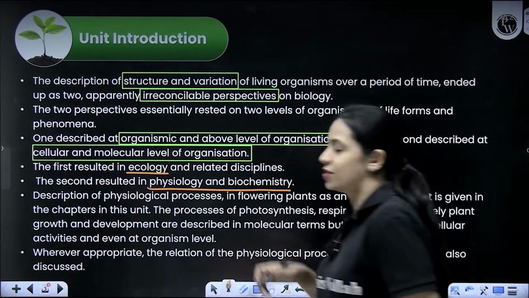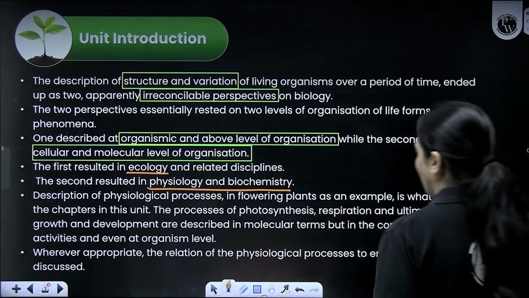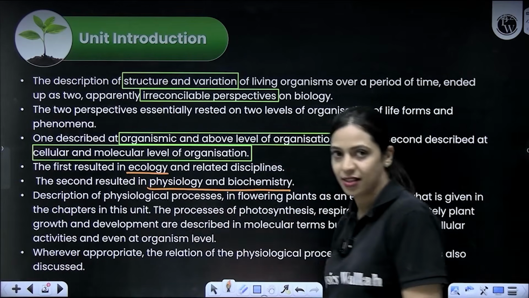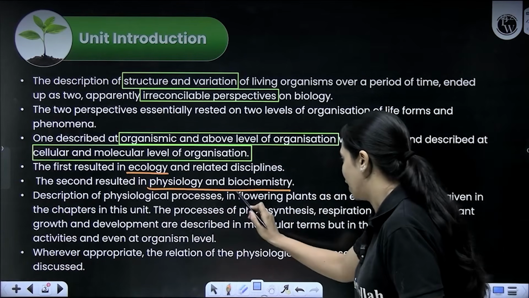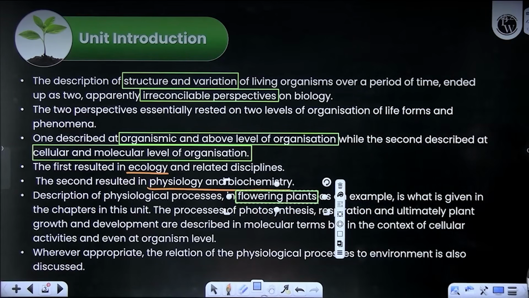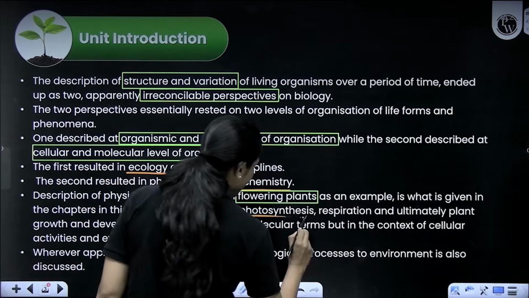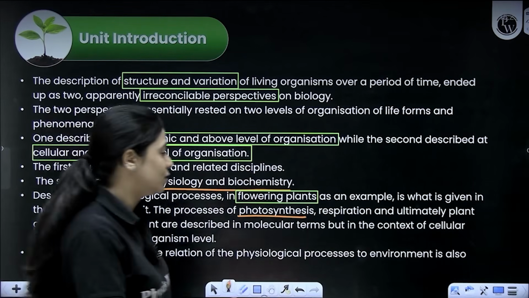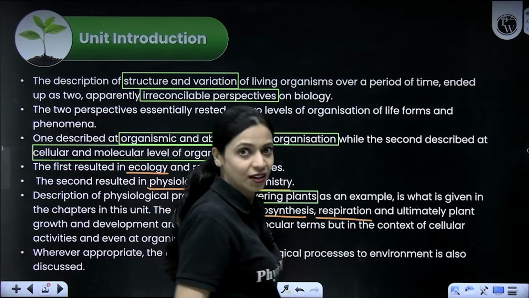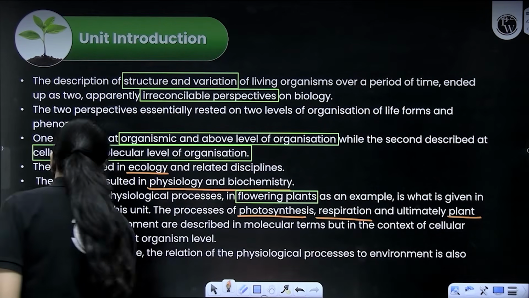Okay, so in physiology and biochemistry, that's what you will learn about. Description of physiological processes in flowering plants is an example for this. So in this unit, that is what we're going to learn about. Firstly, we'll start off with photosynthesis, this chapter, following which we will discuss respiration and then plant growth and development.